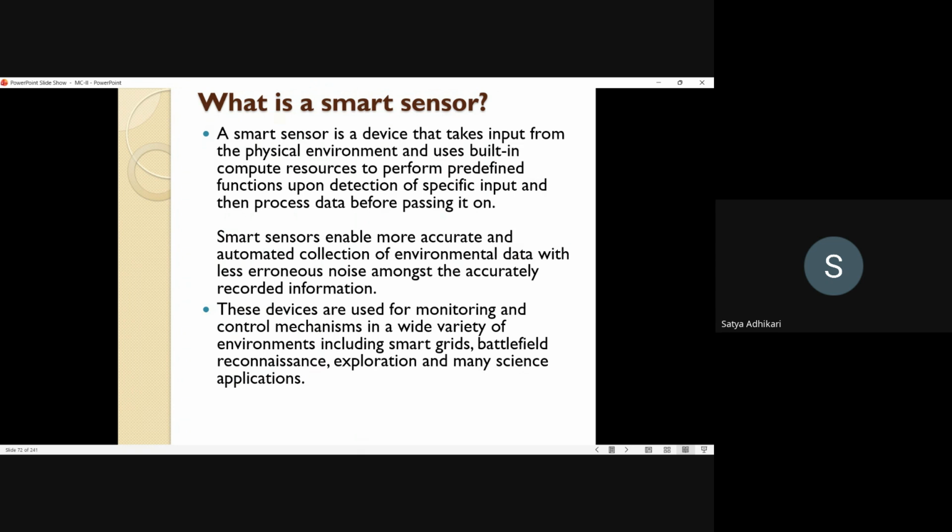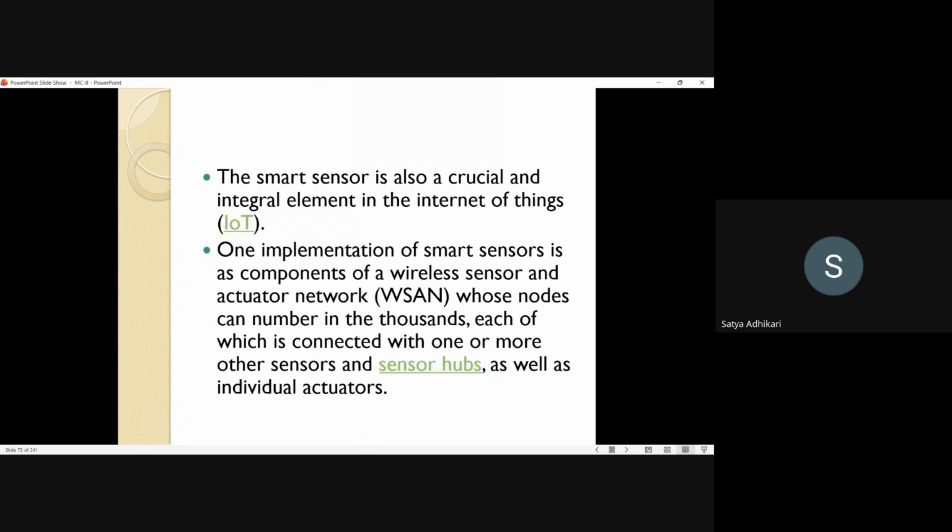Smart sensors enable more accurate and automated collection of environmental data, with less erroneous noise amongst the accurately recorded information. These devices are used for monitoring and control mechanisms in a wide variety of environments, including smart grids, battlefields, reconnaissance, exploration, and many science applications. The smart sensor is also a crucial and integrated element in IoT.